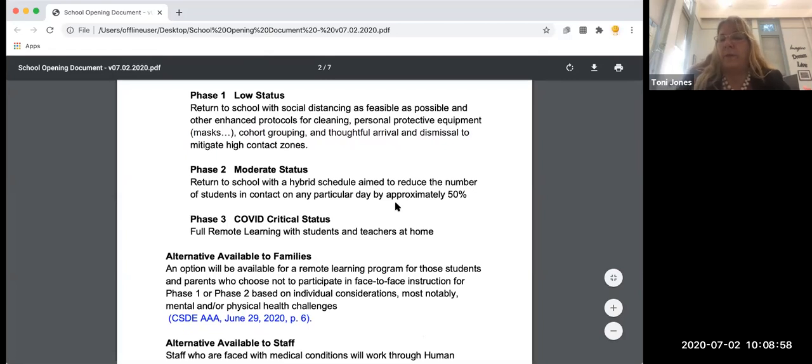One question that this committee will have to grapple with a little bit is, are all of our buildings low status, or do we have a building like the high school we're going to consider moderate status, which is return to school with a hybrid schedule to reduce the number of students in contact? I say that because we know that in phase 1, if we bring all of our students back at the high school, social distancing is not feasible in the building with 3,000 students. So is high school going to be a phase 2 and elementary and middle phase 1?